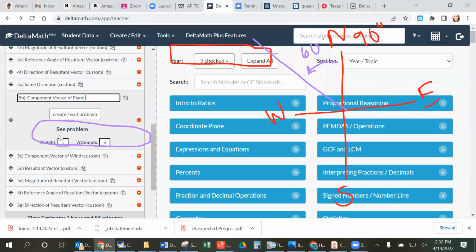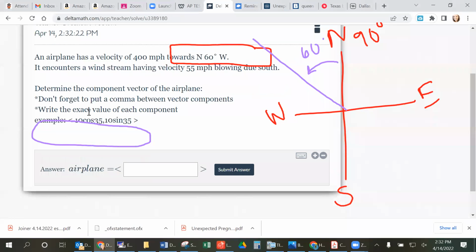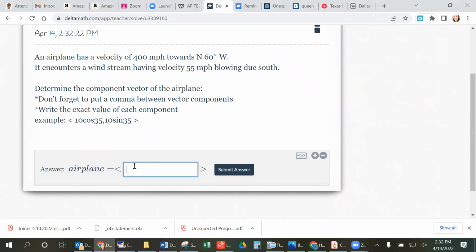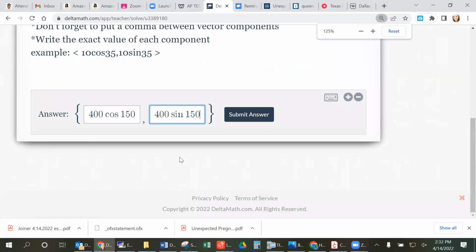Okay, next question, 5B. It says, write the component vector for the airplane. Okay, well, how fast is the vector going, we said? 400. And then what was the angle? Well, we had to add it to 90 though, right? 150 and then 400 sine 150. So just type it in, just like that.